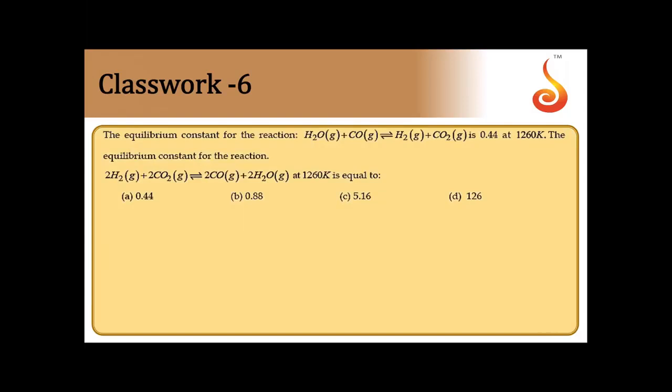This implies that the reaction is reversed and multiplied throughout by 2, so the equilibrium constant must be inverted and squared. Therefore, the new equilibrium constant, say K dash, will be equal to 1 by K square, which is 1 by 0.44 into 0.44, which comes to 1 by 0.1936, and that is nearly equal to 5.16. So the answer is 5.16.